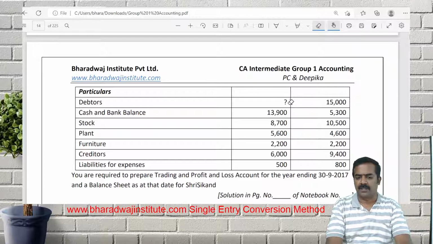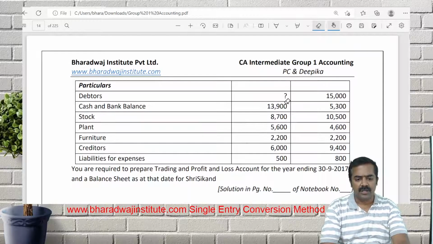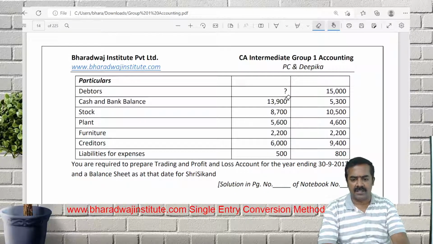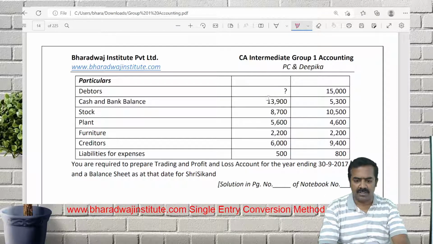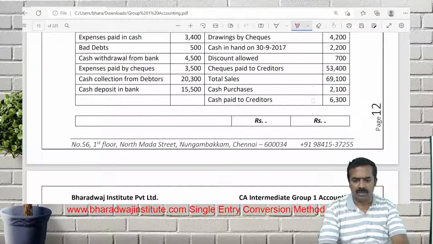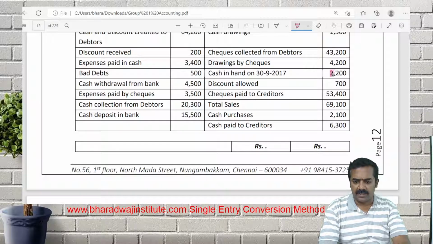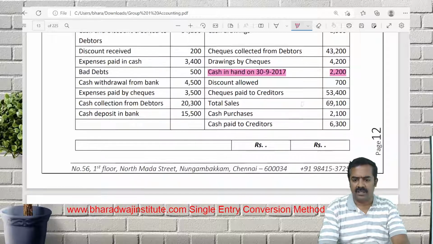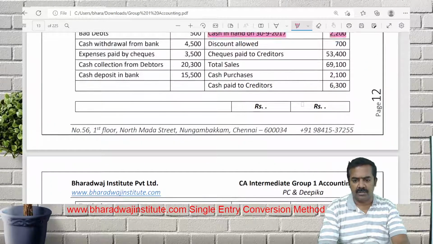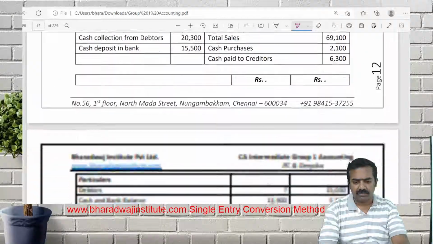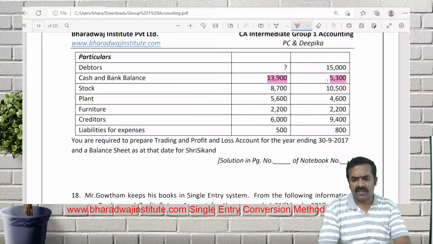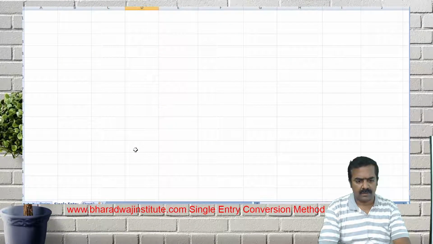Debtors opening balance is a question mark. Cash and bank balances are given together. Together, the opening balance, how much is given? 13,900. Closing balance, how much is given? 5,300. Where, what is the total closing balance given? 5,000.